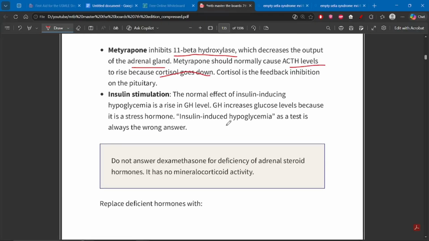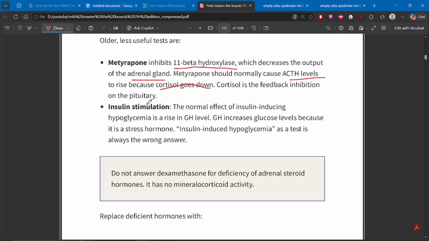Okay, and there's another test which is old but useful. It is the insulin stimulation test. The normal effect of insulin-induced hypoglycemia is a rise in GH levels. So insulin induction causes a rise in GH levels, and GH increases glucose levels because it is a stress hormone. So it is a diabetogenic hormone. Insulin-induced hypoglycemia as a test is always a wrong answer.